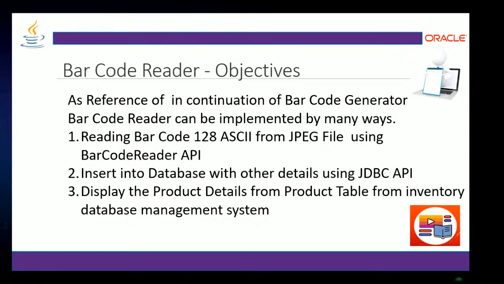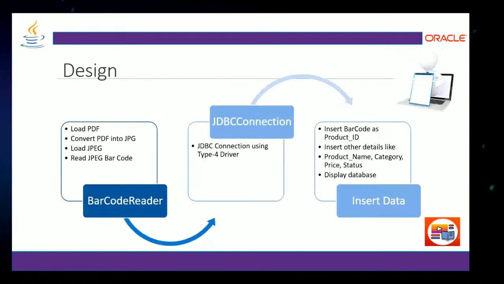and inserting that barcode into database as a product ID with other details using JDBC API, and displaying the product details from the product table from the inventory database management system, where we are maintaining all the information about that particular product which is associated with barcode. So let's start with the design.